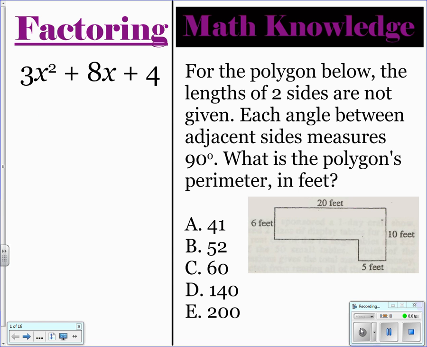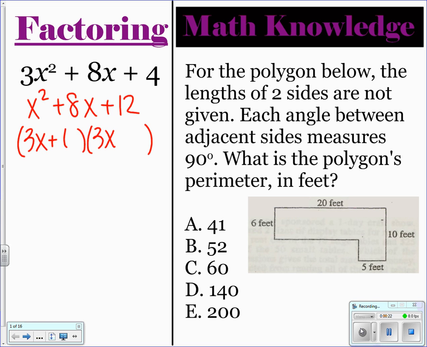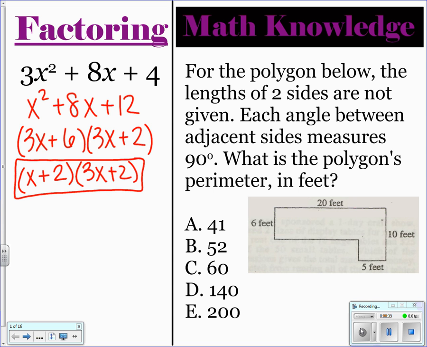So on this one, you're going to do a remove, replace, reduce. So we're going to have x squared plus 8x plus 12. And then don't forget to replace your 3 in front of both of your x's. And so the numbers that multiply to give you a 12 and add to give you an 8 are 6 and 2. The first set we will divide by 3. So if you divide by 3, you'll have x plus 2, and then you'll have 3x plus 2. And so that's how it'll actually factor.